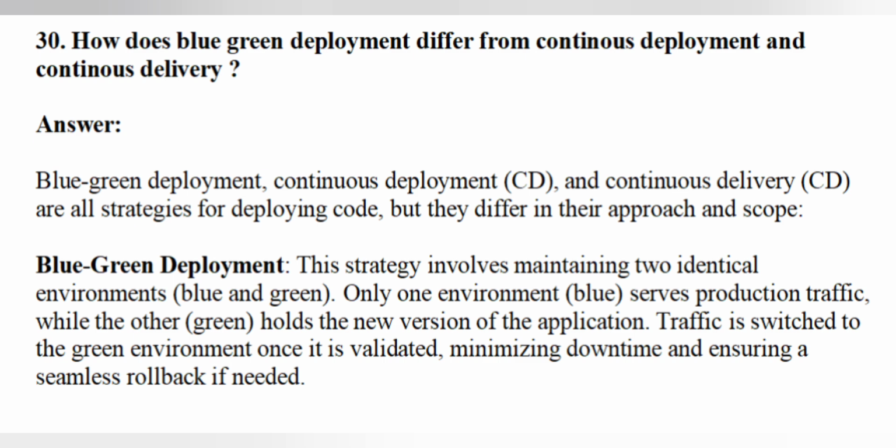For blue-green deployment, this strategy involves maintaining two identical environments, blue and green. Only one environment, blue, serves the production traffic, while the other, the green, holds the new version of the application. Traffic is switched to the green environment once it is validated, minimizing downtime and ensuring a seamless rollback if needed.